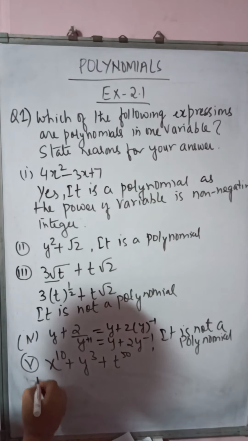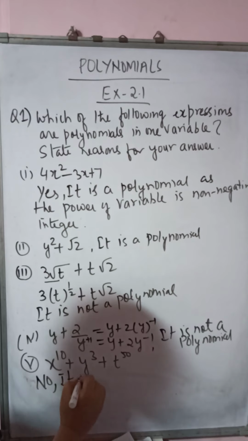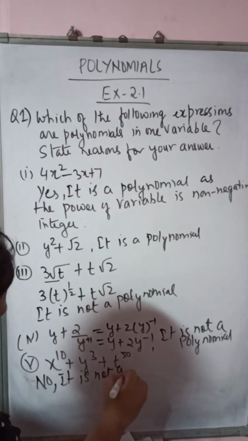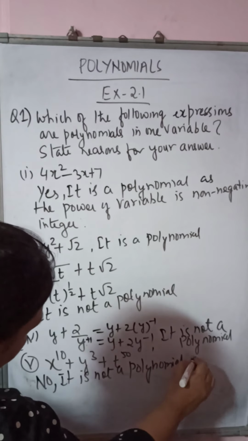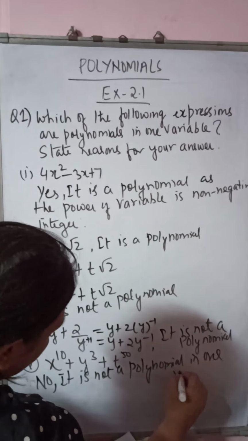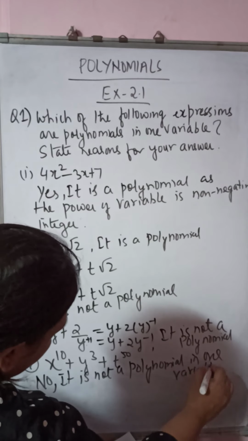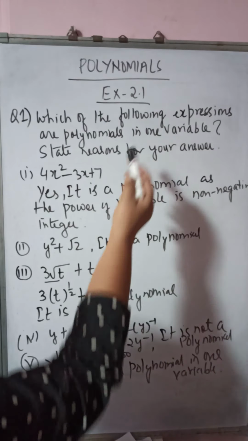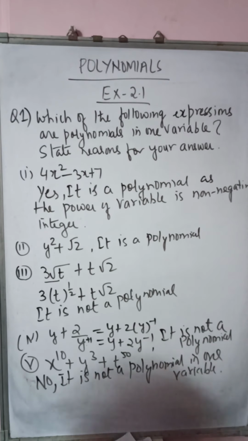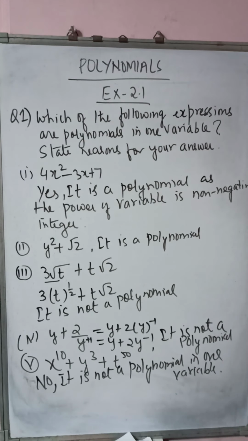So we will write: no, it is not a polynomial in one variable. But you can say it is a polynomial in three variables. When they ask for one variable, you will say no, it is not a polynomial in one variable. So question number 1 is done.